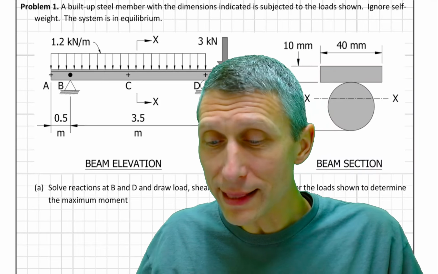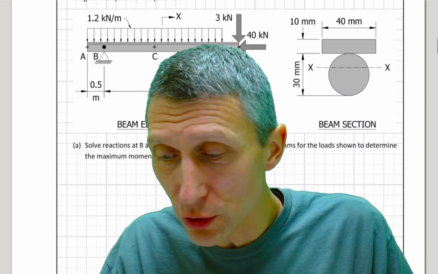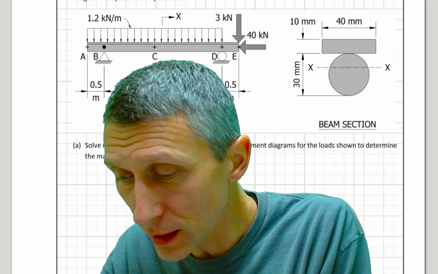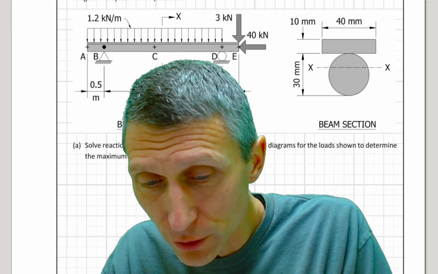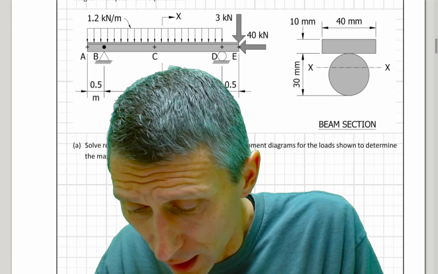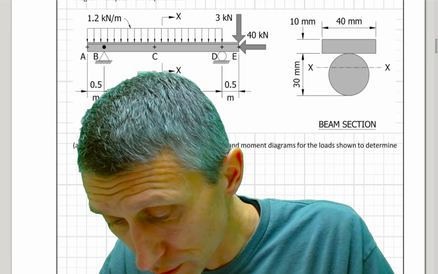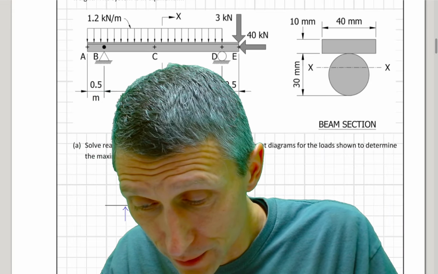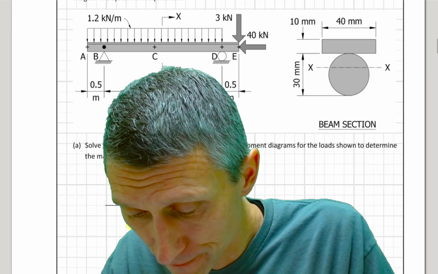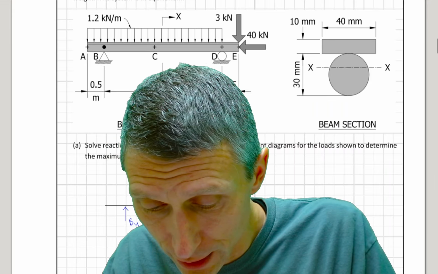Okay, so with this, to solve for reactions, we just have to jump in and do it, right? Hopefully if you've been doing this enough, you've gotten the hang of this, where we're going to draw this in. We're going to draw some forces here, which are going to be By and Dy. And right, so now we have this 3 kilonewtons down.